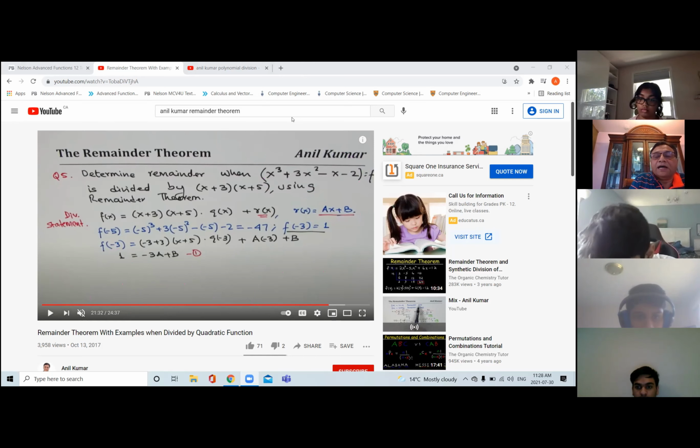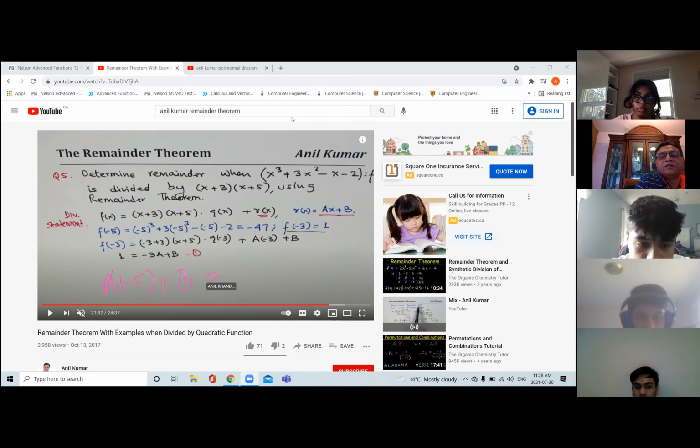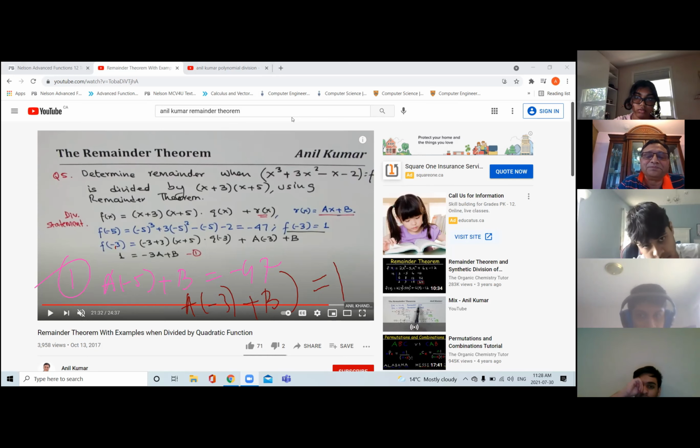So that means the remainder will be what? The remainder will be a times -5 plus b, and that remainder is -47. So I get one equation. Is that clear to you? Second, when I substitute -3, I get a times -3 plus b, and my remainder was 1. Is that okay? So now I have two equations, equation 1 and equation 2, with two unknowns, a and b. I can solve this linear system and get the values of both a and b, and therefore I will know what the remainder is.